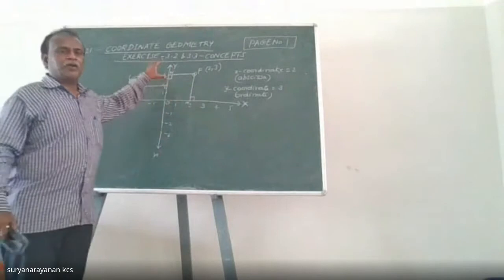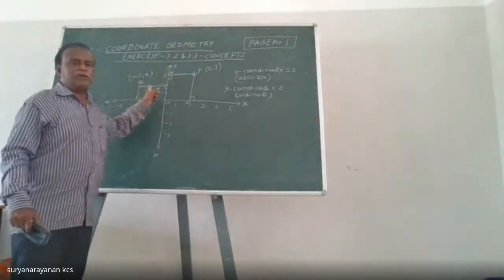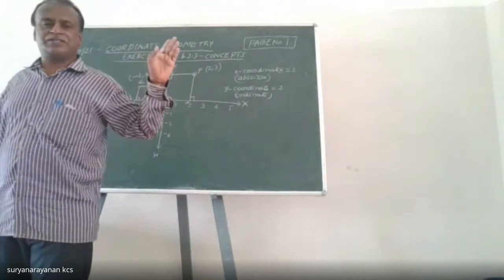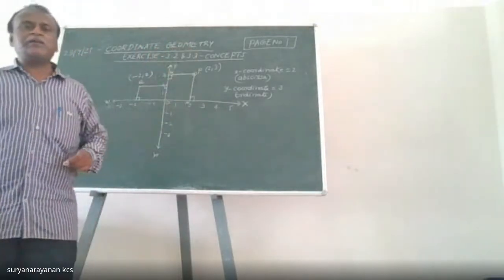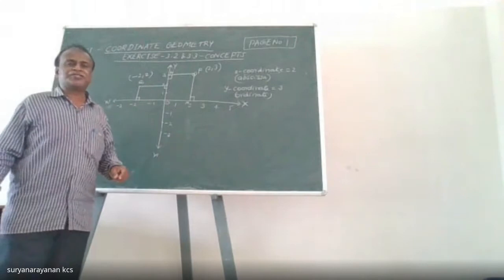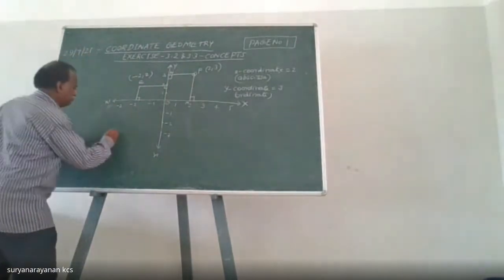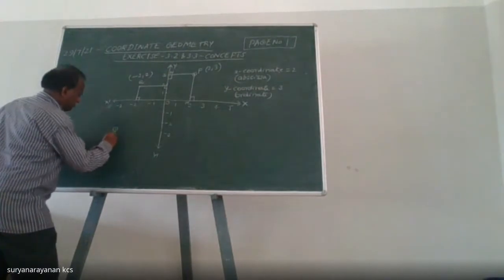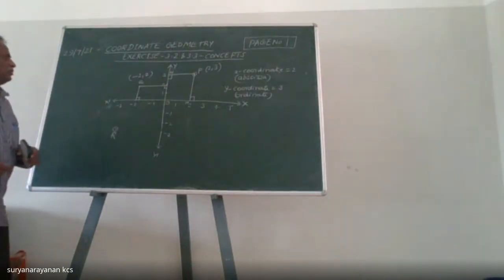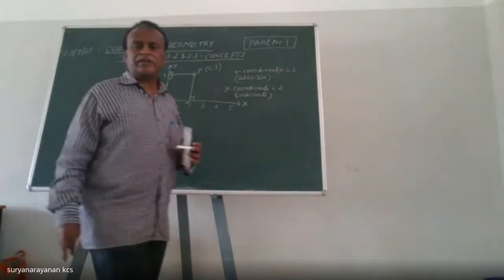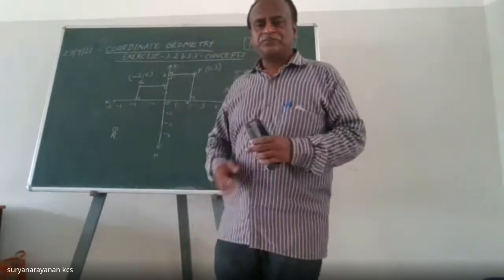At which number on the y-axis does the perpendicular line meet? That number denotes the y coordinate of the point. What are the coordinates of the point R?